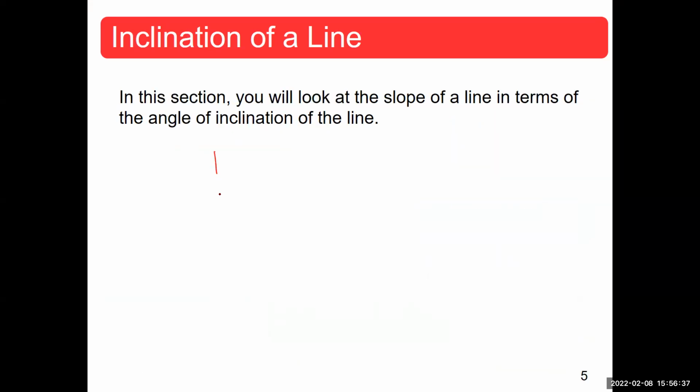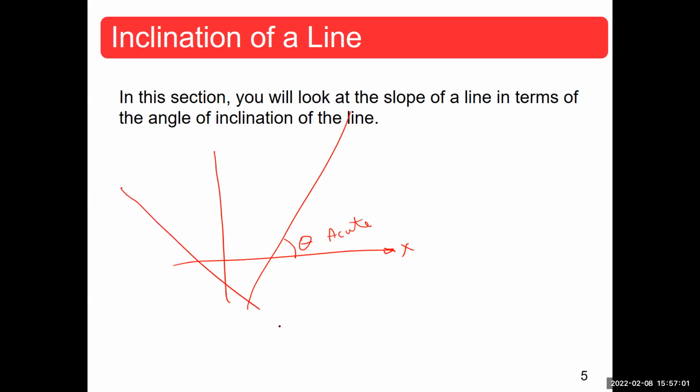If you have the coordinate system, a line is going to make an angle, we're going to call it theta, with the x-axis. Always we talked about this angle with the x-axis. So this is the acute angle. Then when the line goes down, this is the angle. This is the theta.